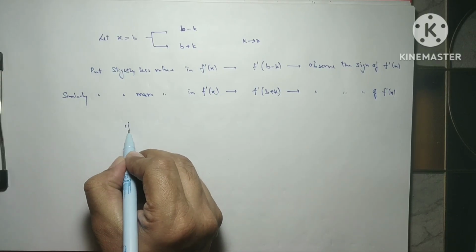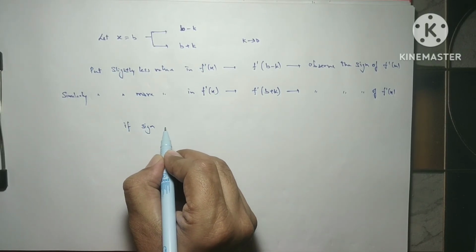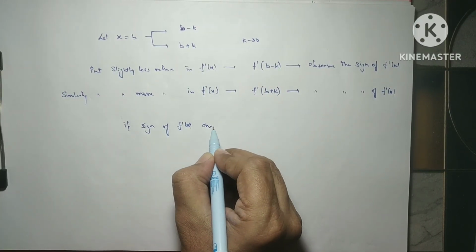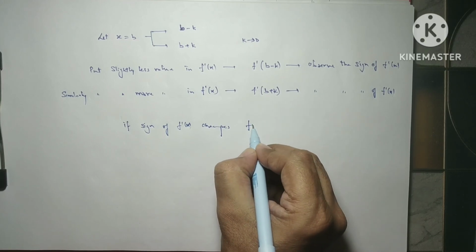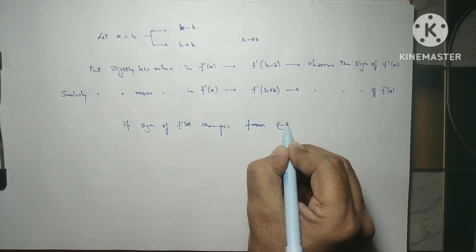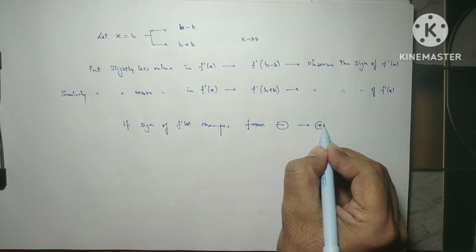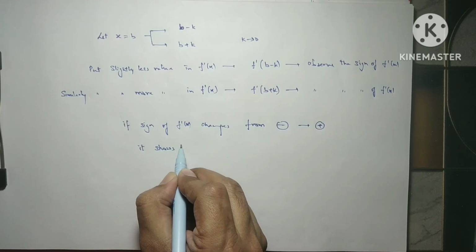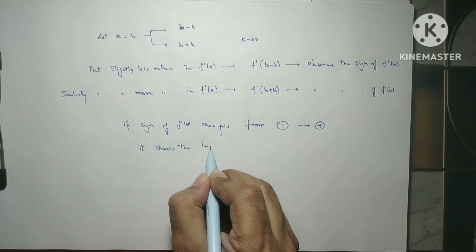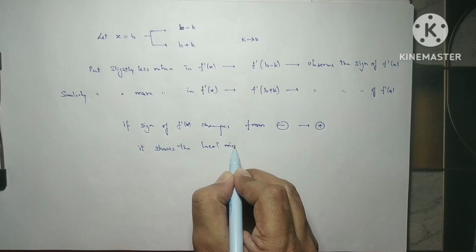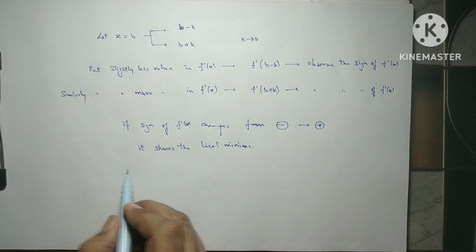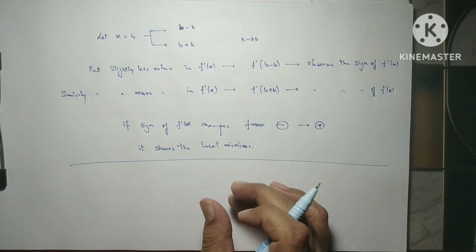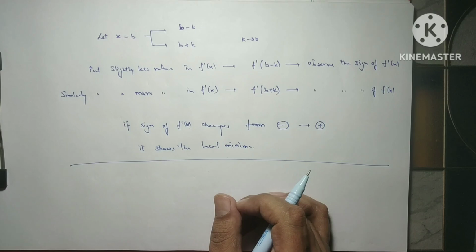If the sign of f dash x changes from negative to positive, it shows the local minima. So this is the first derivative test. According to this, we will get the local maxima and local minima.